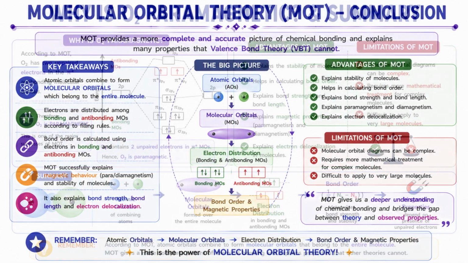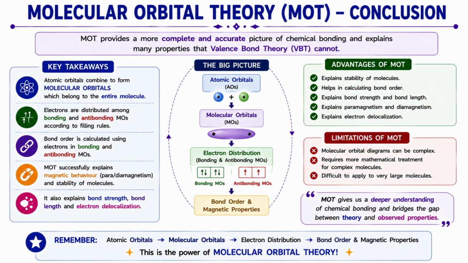Conclusion. Let's summarize. According to molecular orbital theory, atomic orbitals combine to form molecular orbitals that belong to the entire molecule. Electrons are distributed among bonding and antibonding molecular orbitals. Remember, MOT gives us a more complete picture of chemical bonding and successfully explains properties that other theories cannot.